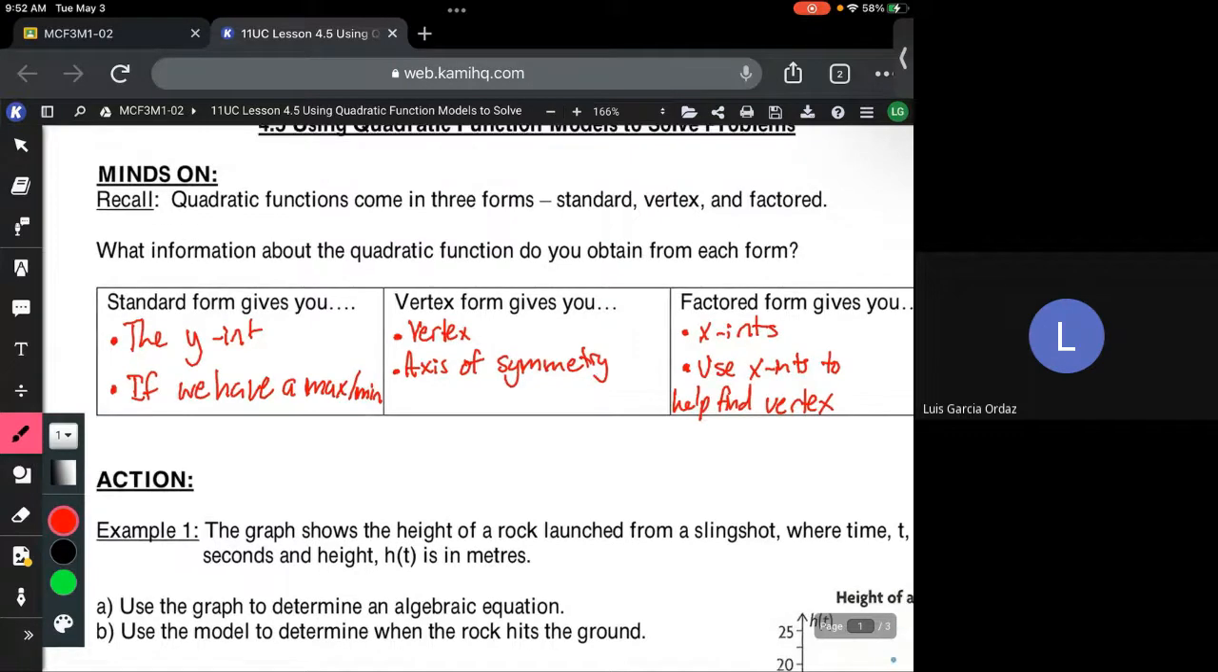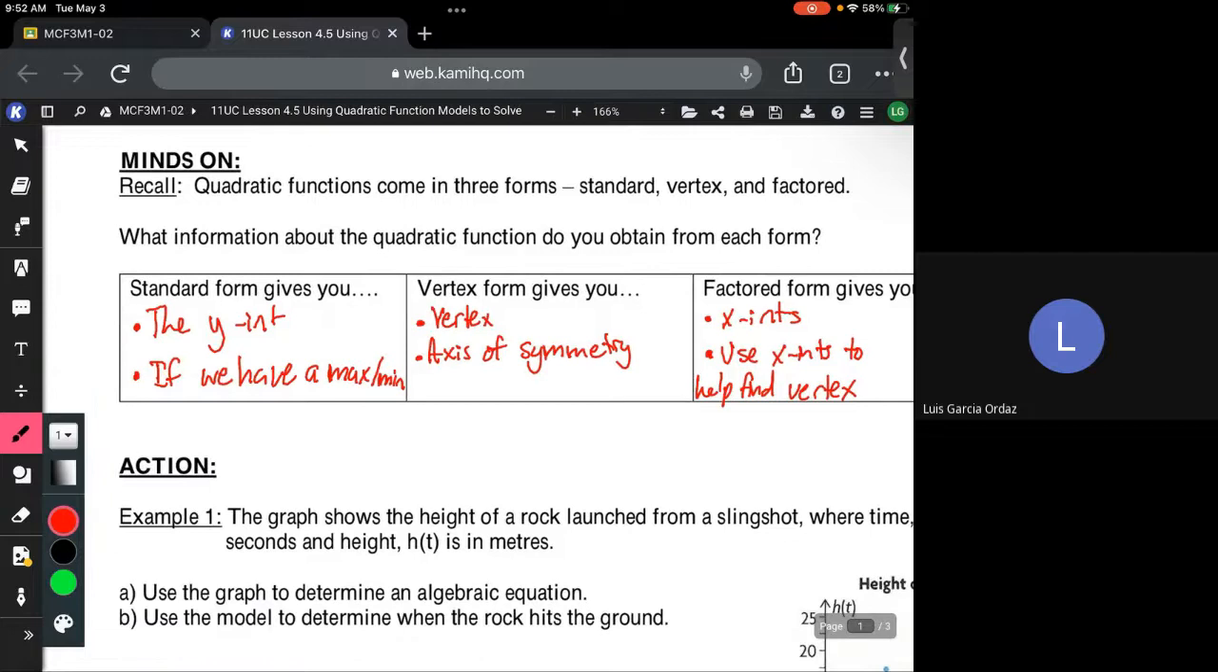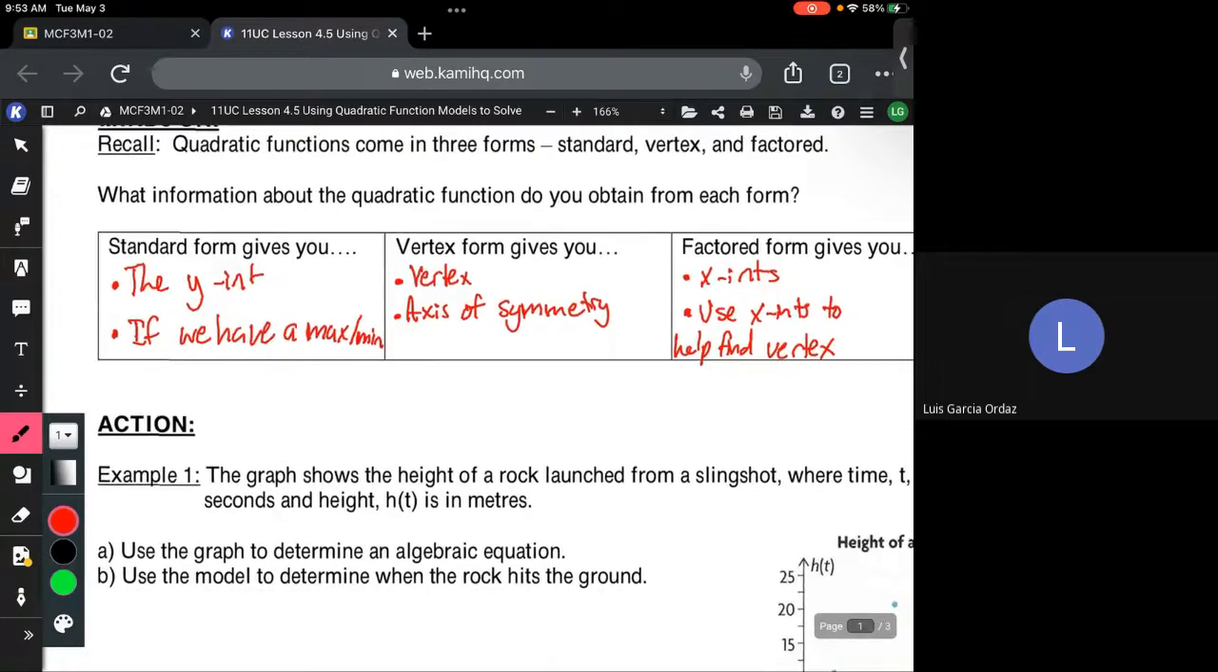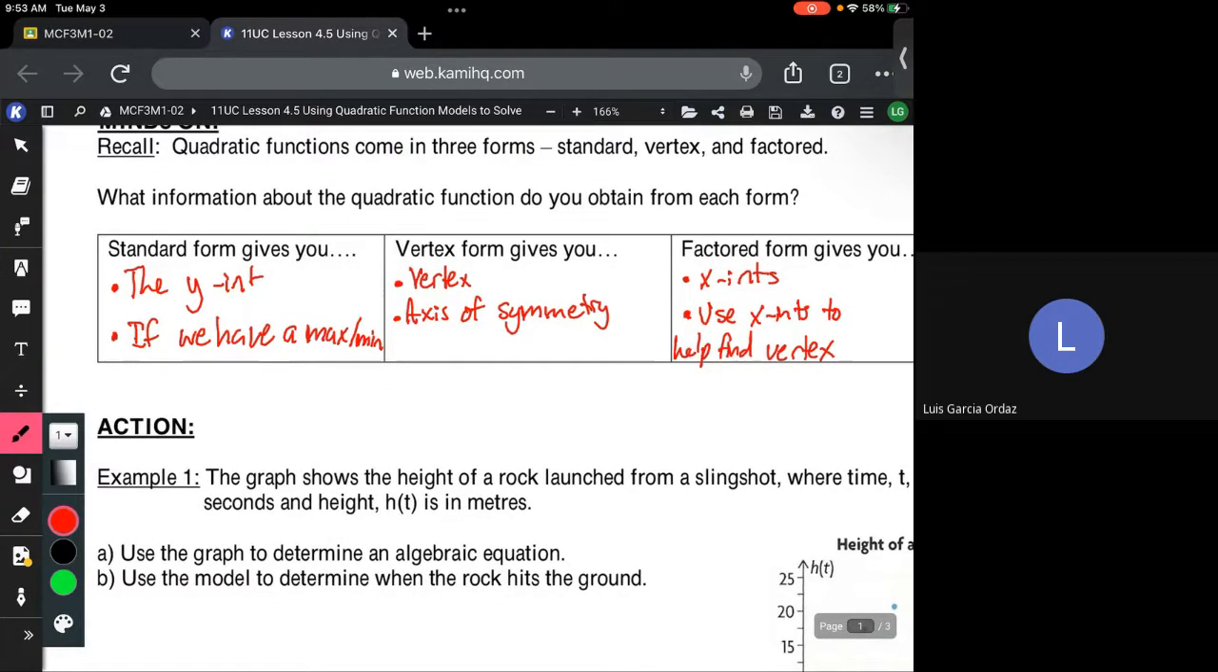It's called 4.5. It's called, just put word problems. That's it. That's all I would title it. Wait, do we not have this paper? You do. I do? Yep.